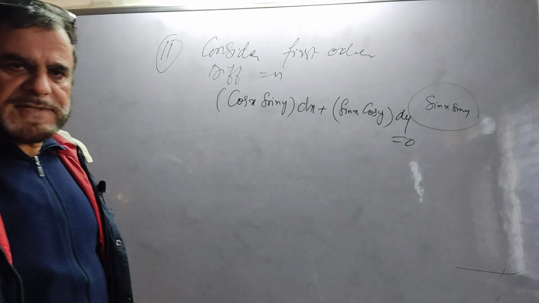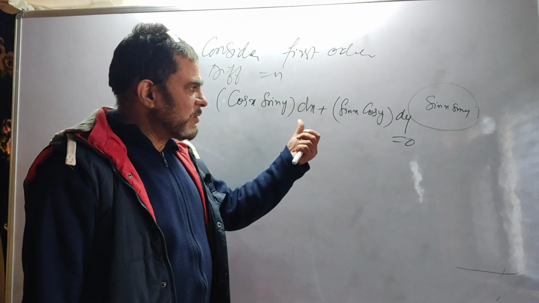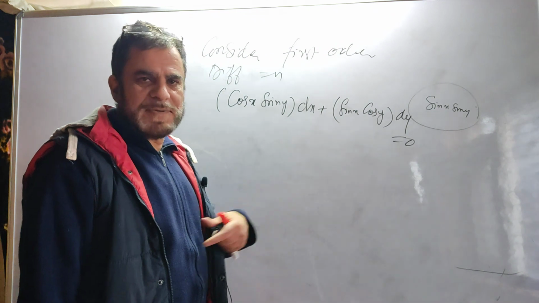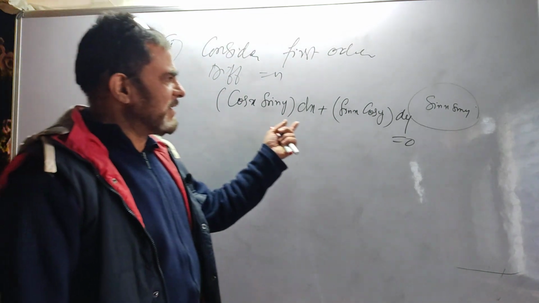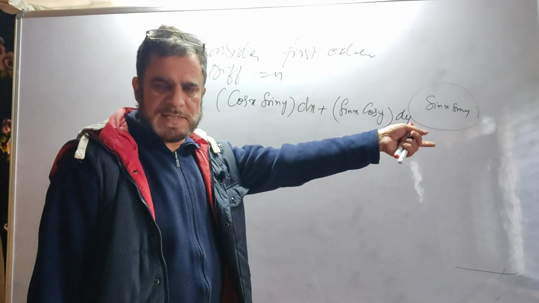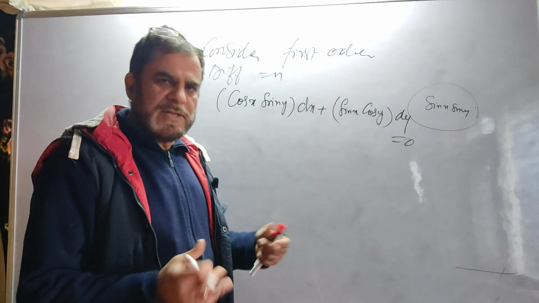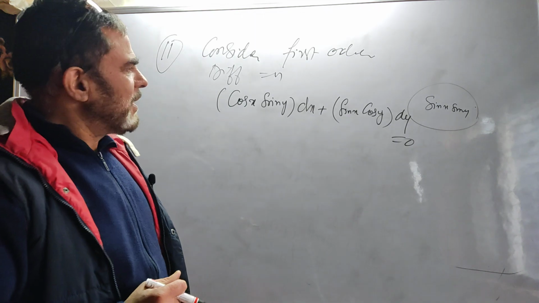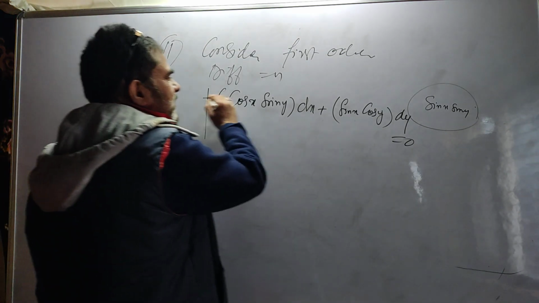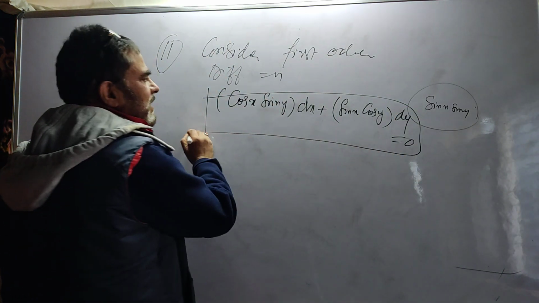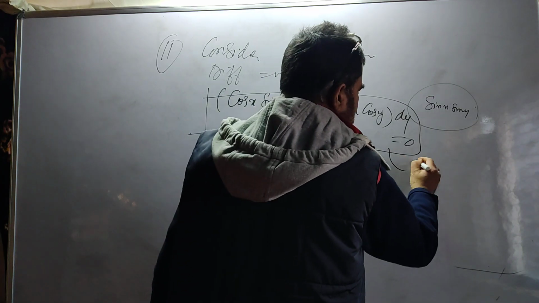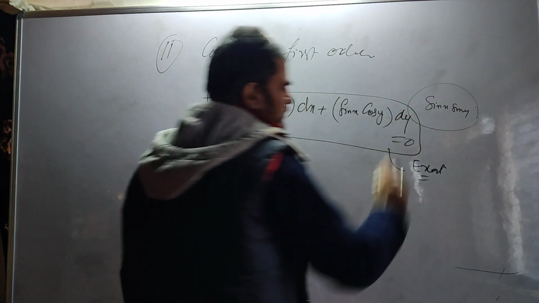This is a differential equation. You can also solve it by variable separable, because you can take dx on one side, dy on another side, then take x terms with that dx and y terms with dy. You say you can solve it. But I will say that this differential equation is exact.